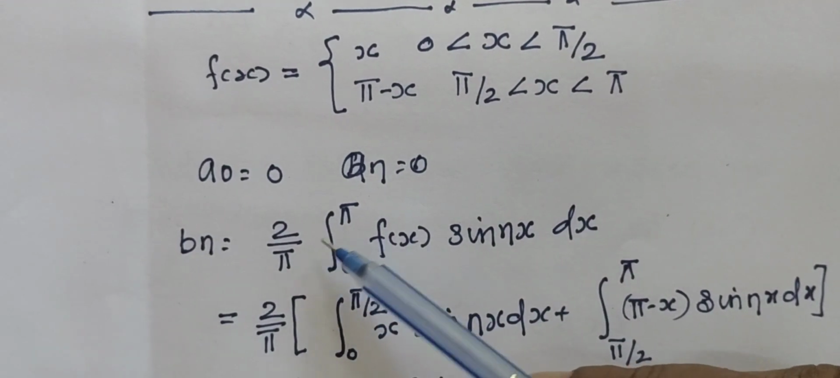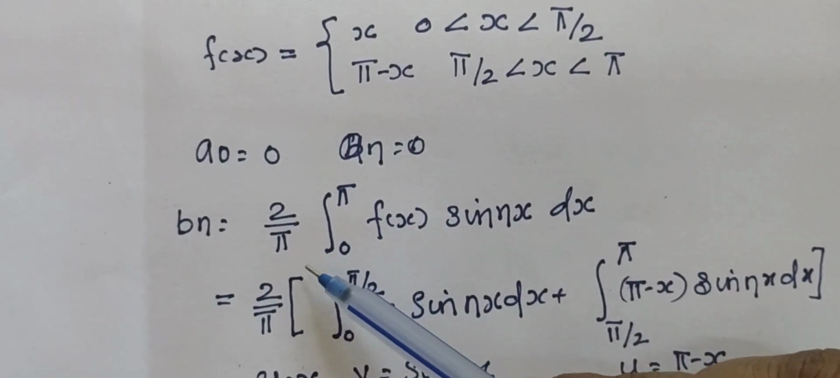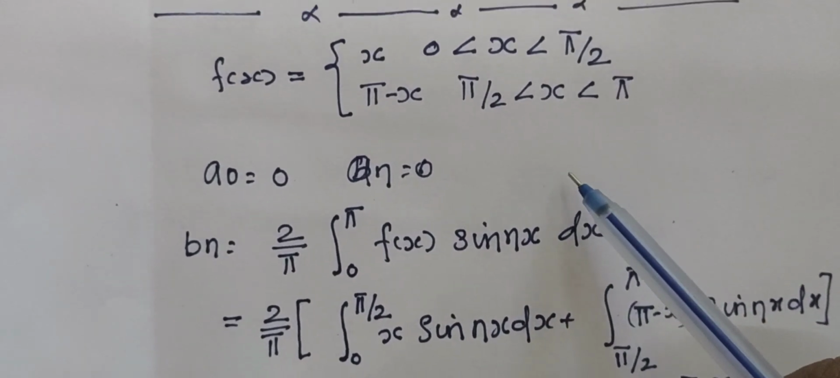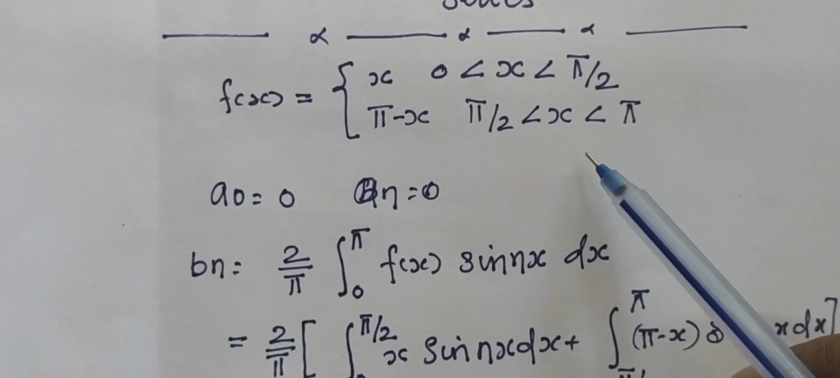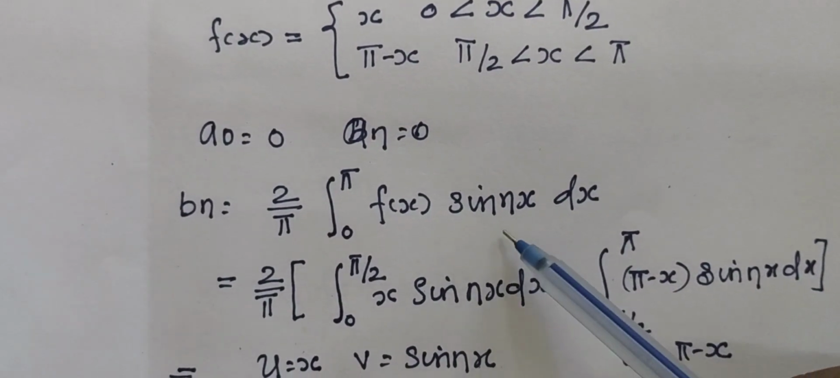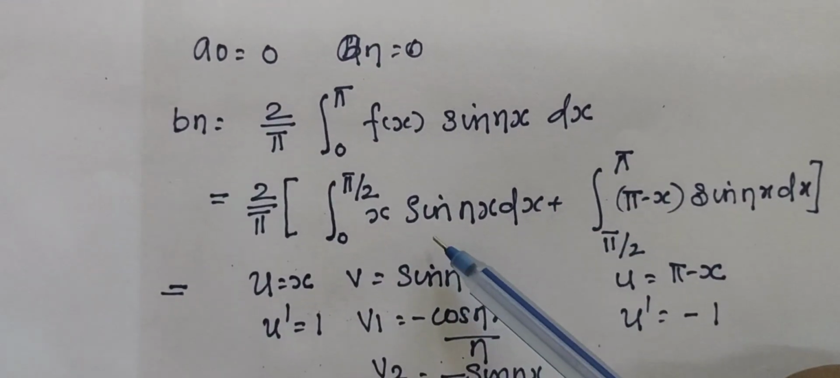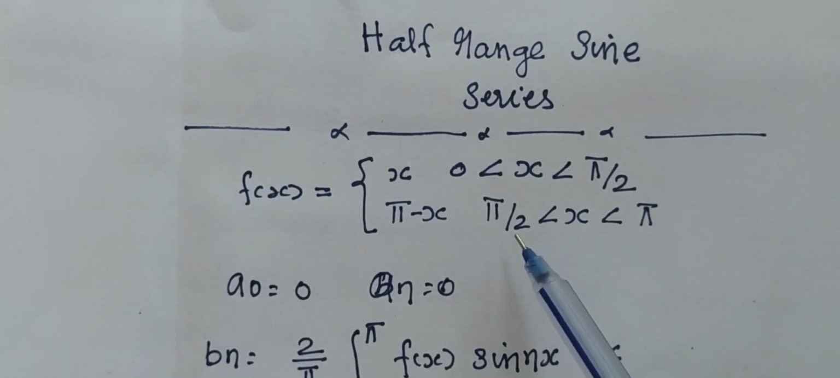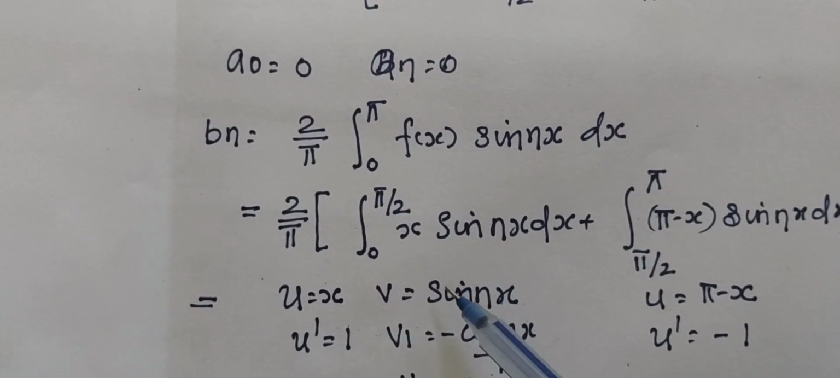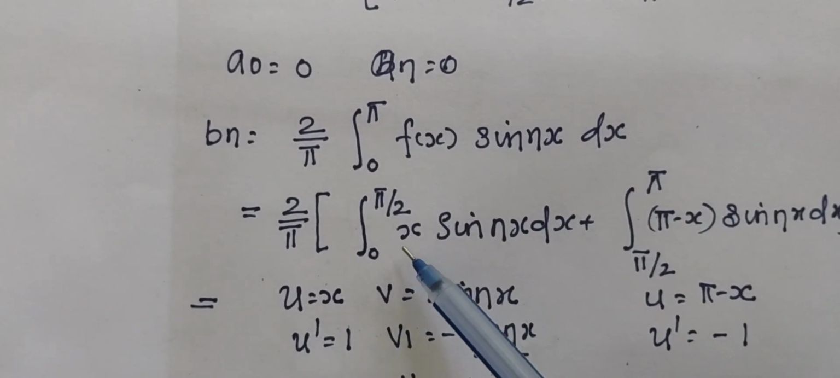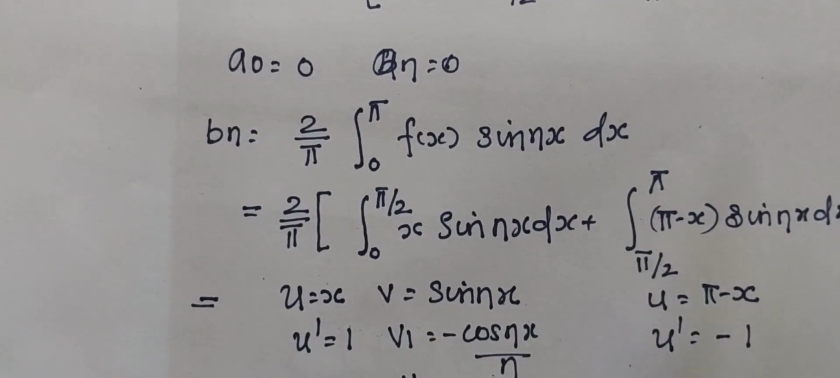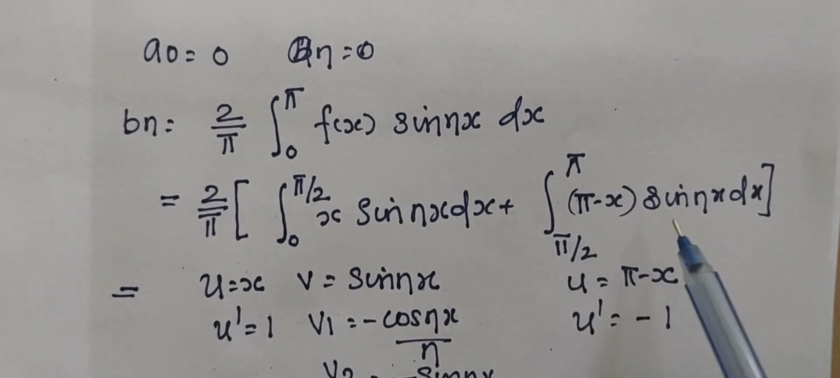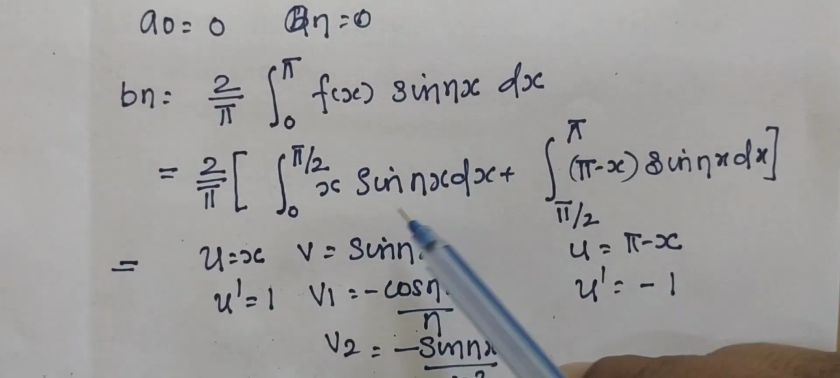So we can find bn by using the formula, that is 2 by pi integral 0 to pi f of x sin nx dx. Here the limit is 0 to pi. Now in the question, f of x is split into two intervals, that is 0 to pi by 2 and pi by 2 to pi. So we can divide this integral into two integrals, 0 to pi by 2 and pi by 2 to pi. For 0 to pi by 2, our function is x, and for pi by 2 to pi, it is pi minus x.